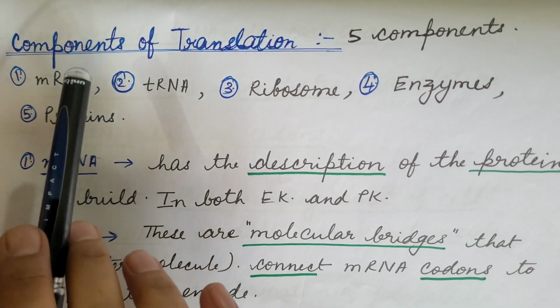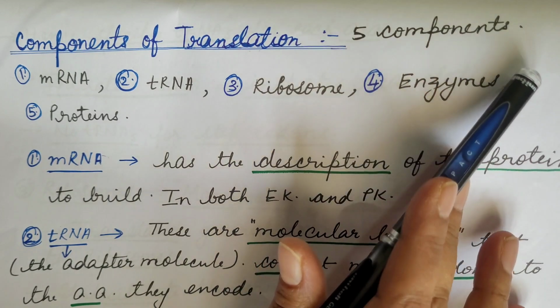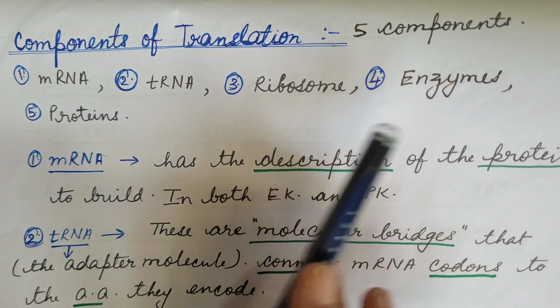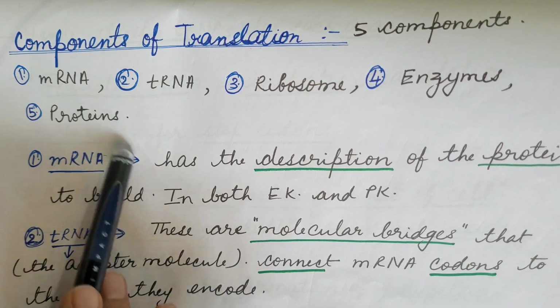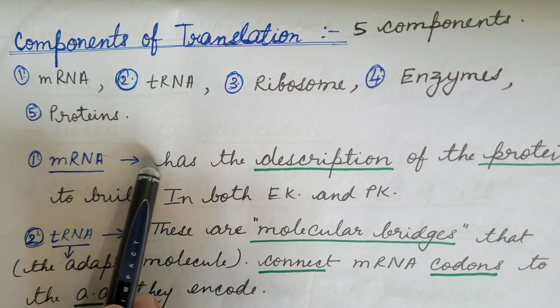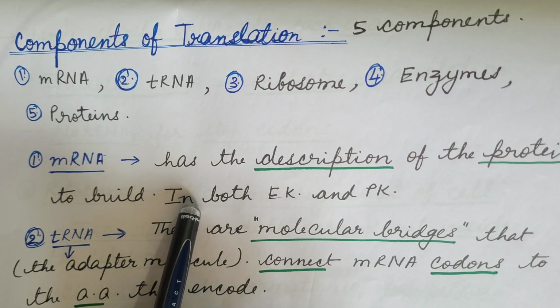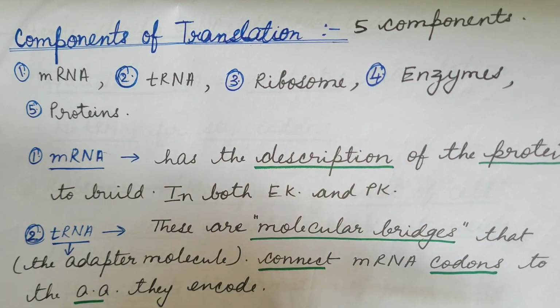Now the components of translation. There are 5 components of translation: messenger RNA, transfer RNA, ribosome, enzymes and proteins. First is messenger RNA. Messenger RNA has the description of the protein to build. It is present in both eukaryotes and prokaryotes.